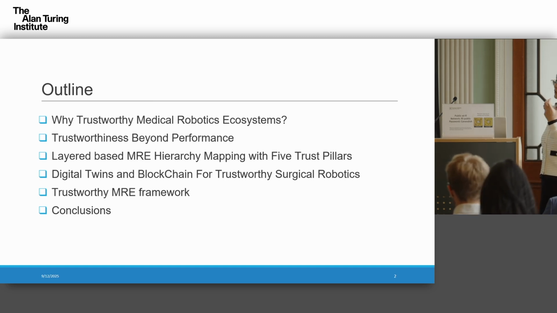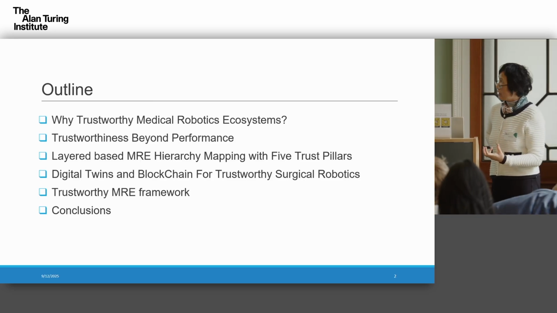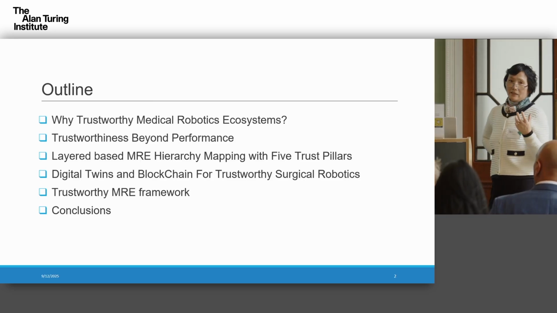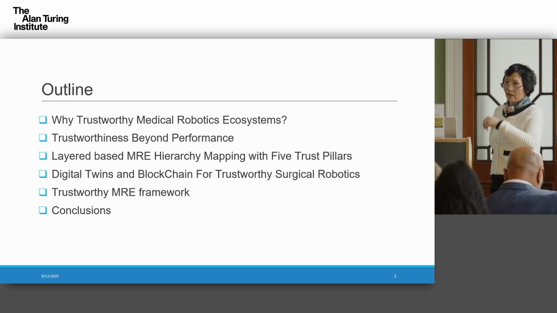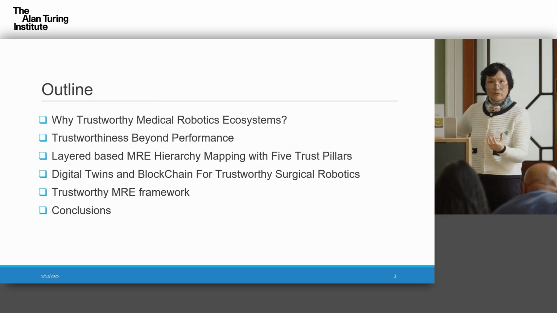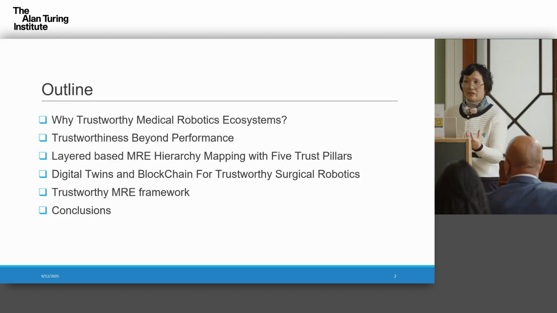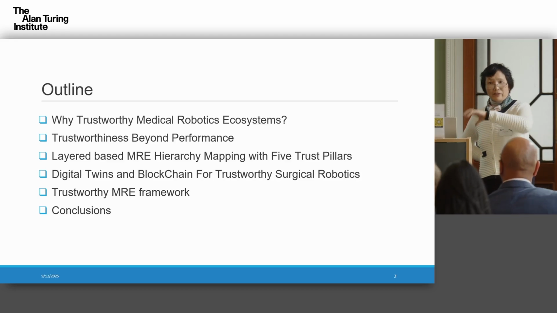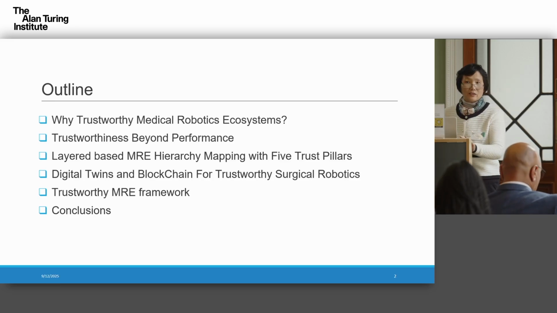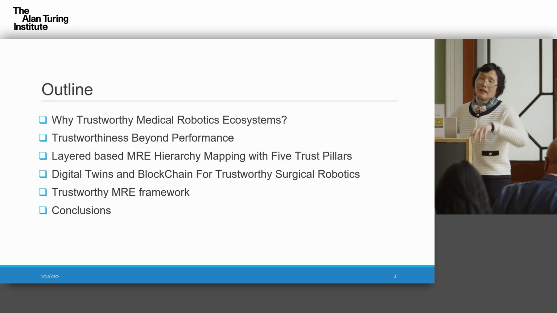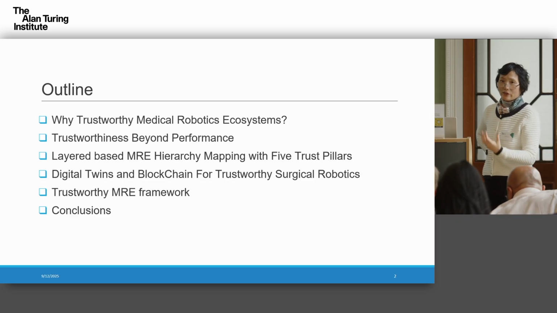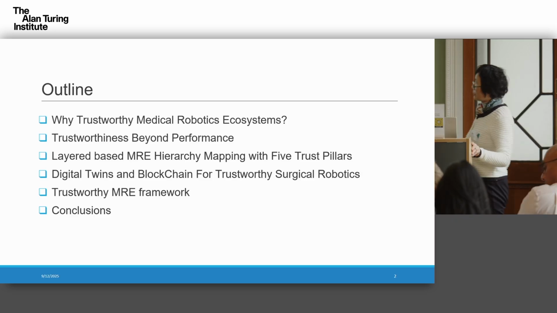Firstly, I will introduce why a trustworthy medical robotics ecosystem is critically important at the current state of the art, extending the traditional performance metrics. We also propose a layered medical robotics ecosystem and highlight five trust pillars, and how we can map each layer to the different trust pillars to guide us in designing, deploying, and developing a trustworthy medical robotics ecosystem.